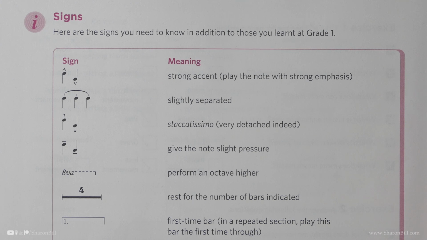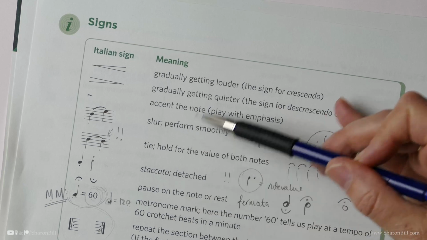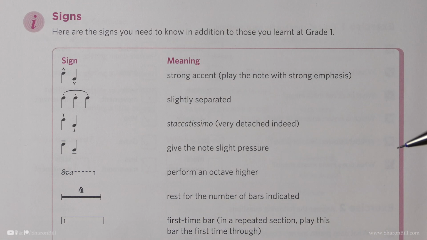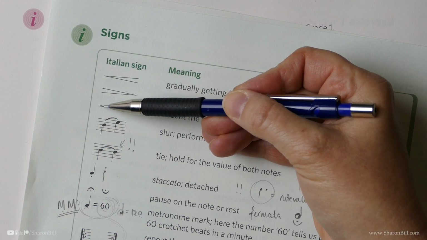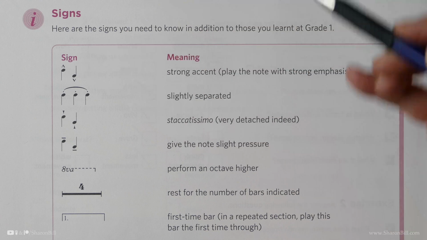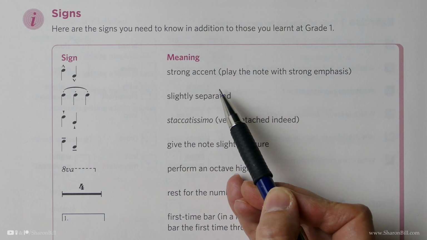And again, do remember that these are in addition to the signs that you learned in grade 1. So I do suggest that you go back and have a little bit of revision on your grade 1 terms, and then do take some time to learn the grade 2 signs as well. And let's just have a little look at these. So in grade 1 we saw the accent, this little sideways arrow, and now it's tipped upside down and slightly italicized, but you can see the similarity, and that's a stronger accent.